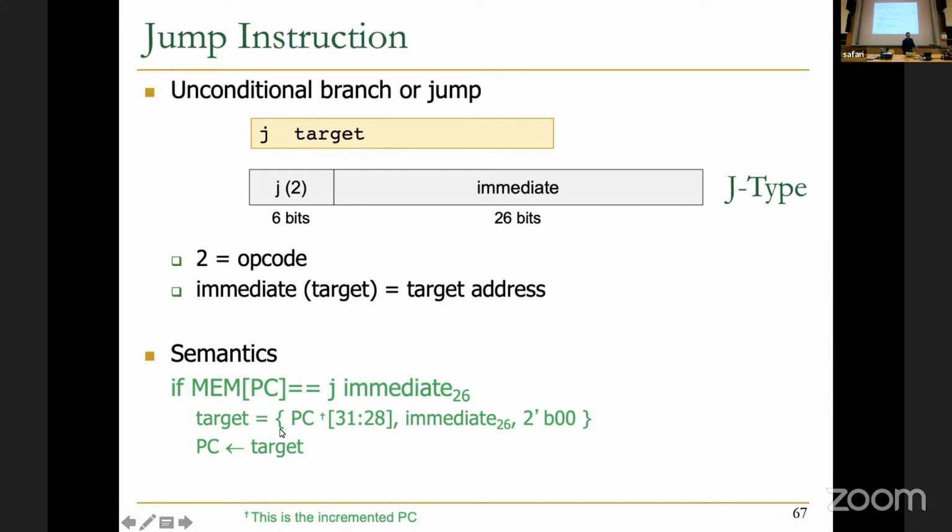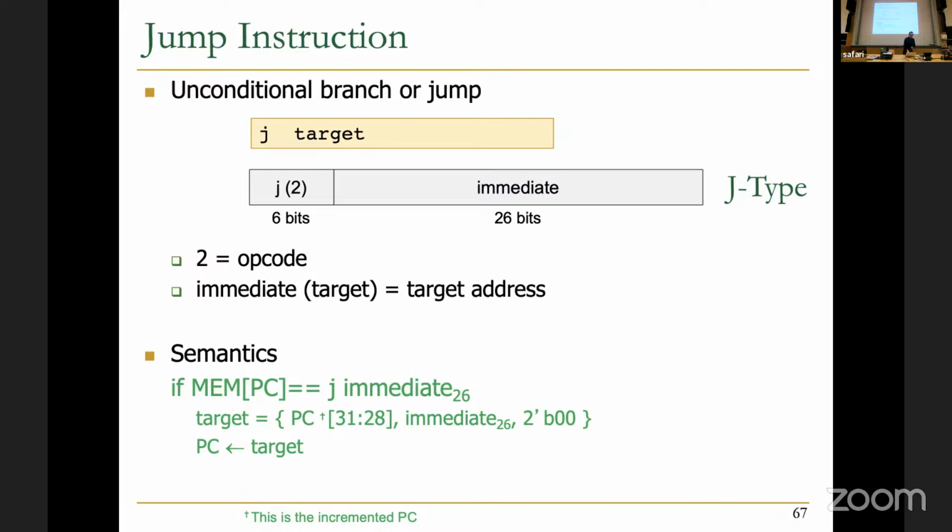Basically the semantics look like this. You'd first calculate a target address: incremented PC, concatenated with the 26-bit immediate, concatenated with 2 zeros at the end, because this is byte addressable again. It doesn't make sense to start an instruction at a non-aligned address. We're going to talk about that later on. And then the PC is set to this target address. So there needs to be some target address computation logic, and there needs to be a way of supplying that computed target address to the program counter.